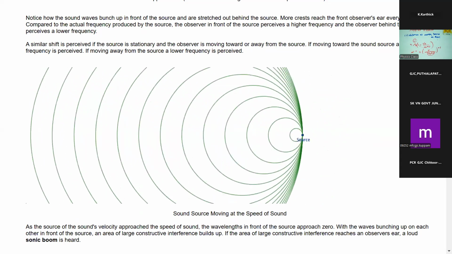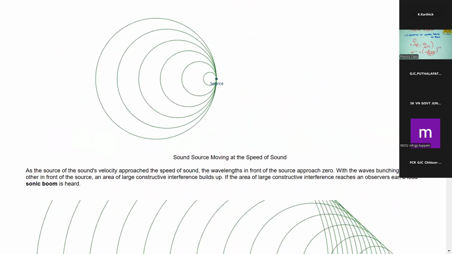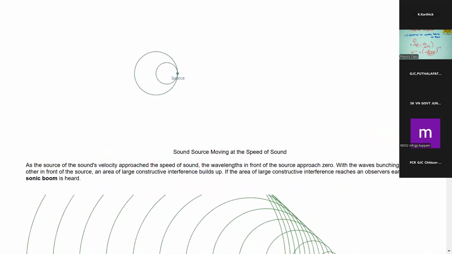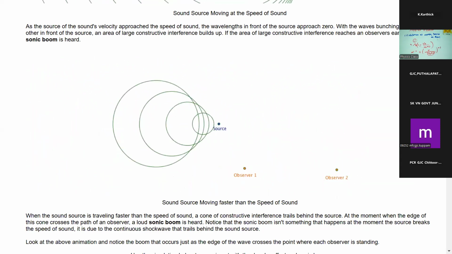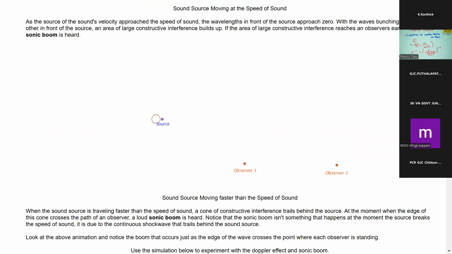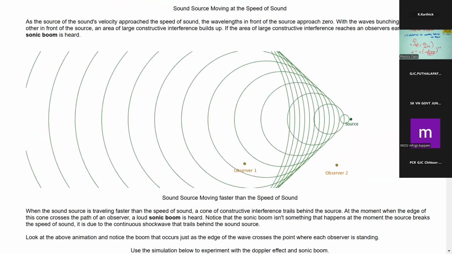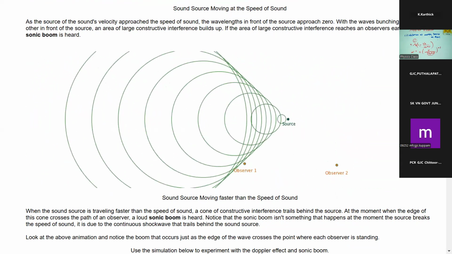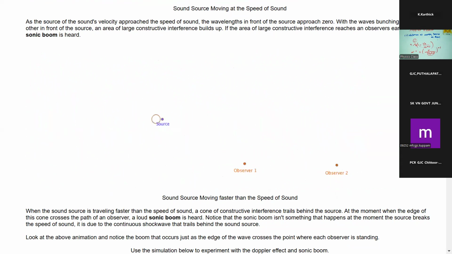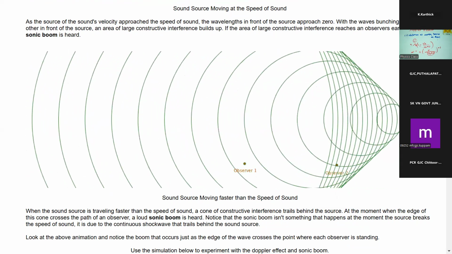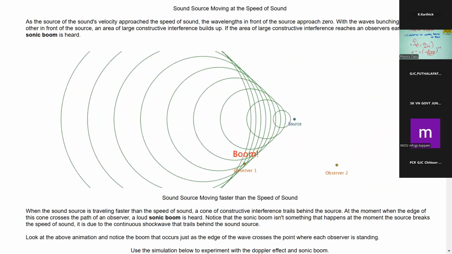Whenever the sound source is moving at the speed of sound, that diagram shows a sonic boom. So now you can also hear the boom. Sonic boom means when the sound source is traveling faster than the speed of sound, a cone of constructive interference trails behind the source. At the moment when the edge of the cone crosses the path of the observer, a loud sonic boom is heard. So whenever a sound source travels faster than the speed of sound, a cone of constructive interference forms. That phenomenon is called a sonic boom.